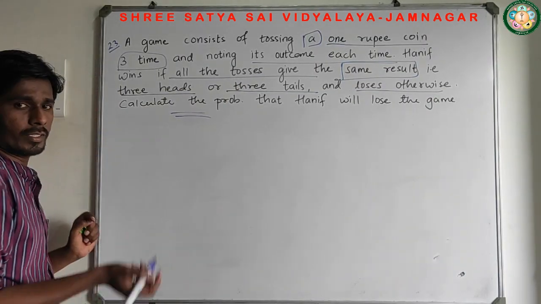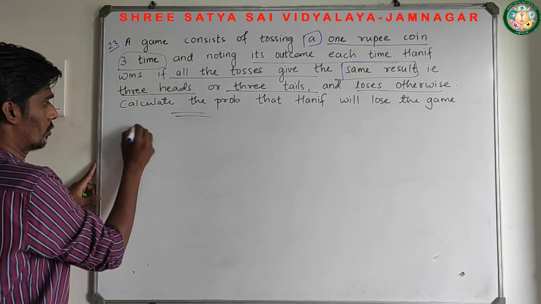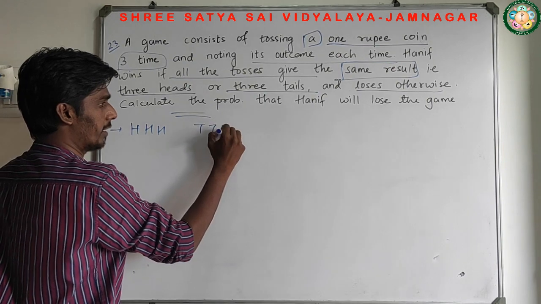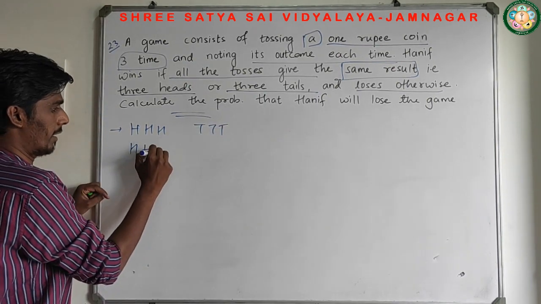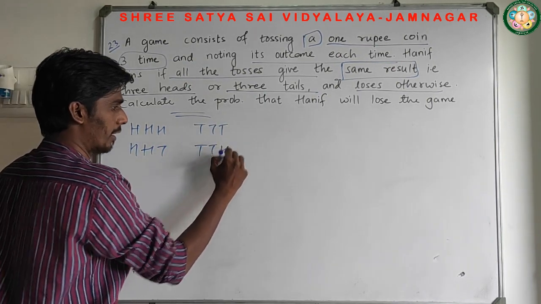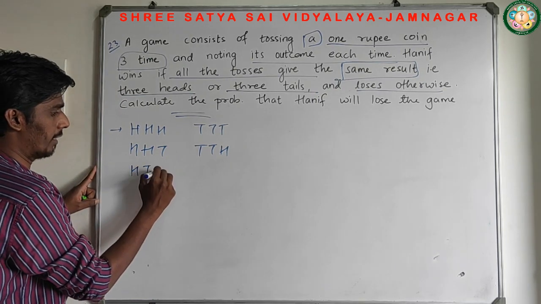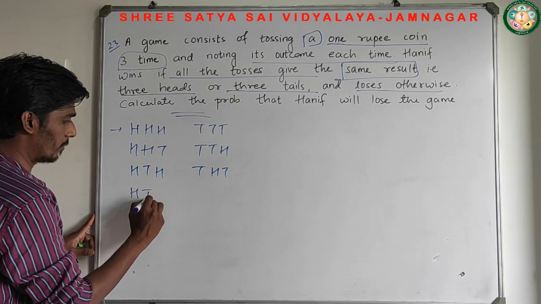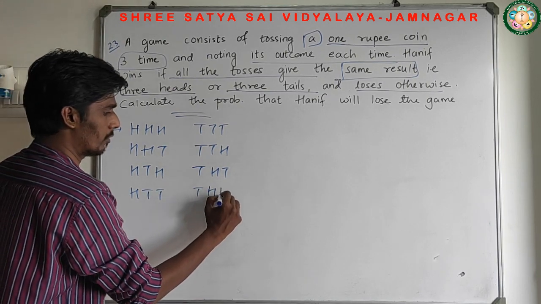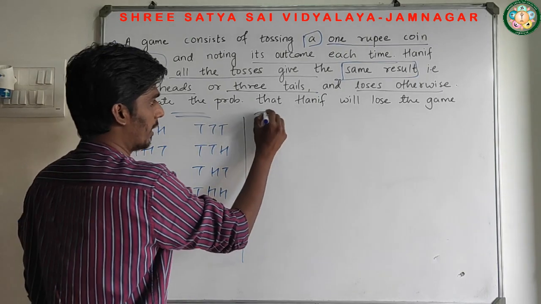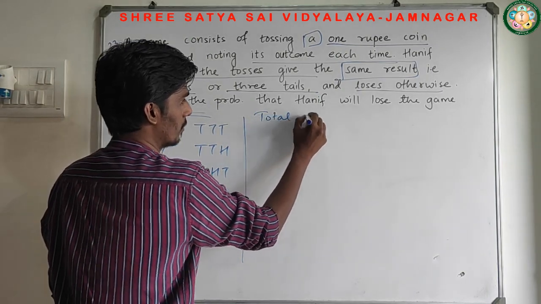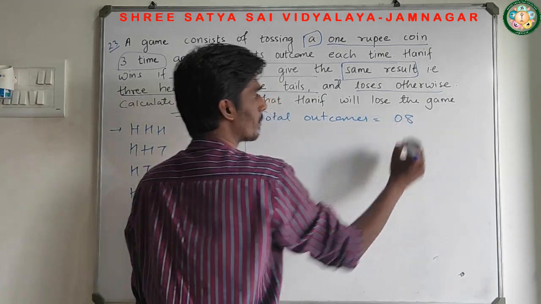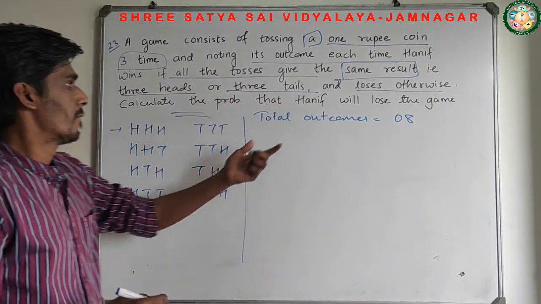So let's first write down all the possible outcomes. So it's head, head, head; tail, tail, tail; head, head, tail; tail, tail, head; head, tail, head; tail, head, tail; and the last ones, 1 head, 2 tails and 1 tail. So what does it mean? Total outcomes is equal to how much? 8.